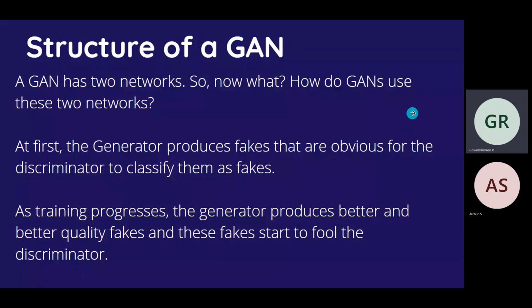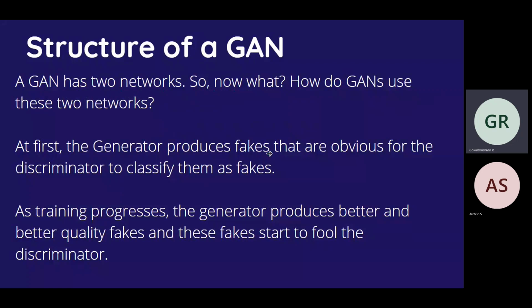I told you that GANs have two networks, right? The generator will create an image. The discriminator will say whether that image is accepted or not. Then we update the generator and discriminator, and so on. So a GAN has two networks. Now how do GANs use these two networks? The generator produces fakes.